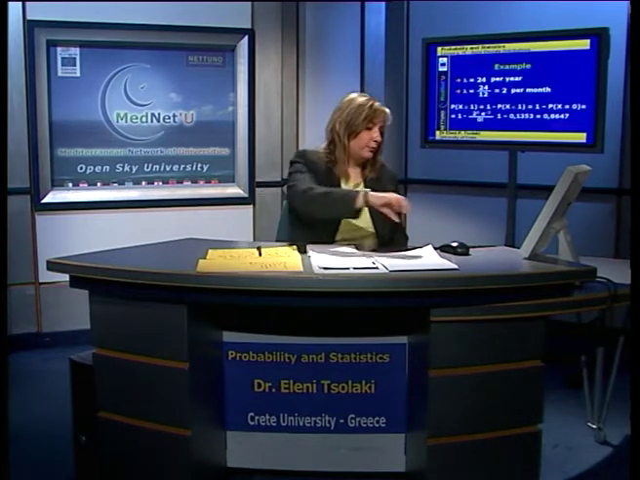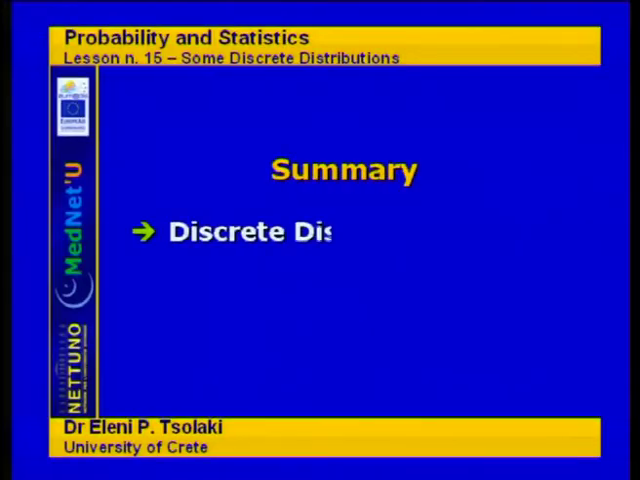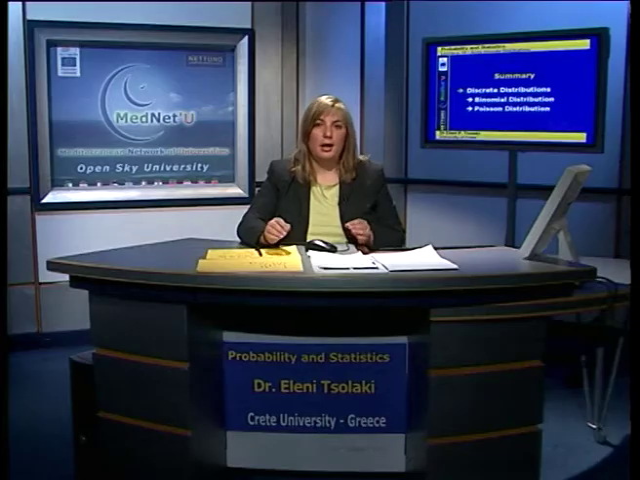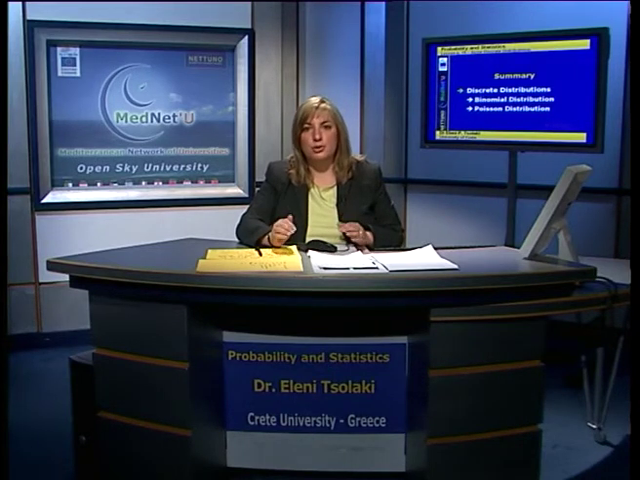So, what we have seen in this lesson, we have seen some particular discrete distributions, the binomial, how it can be used, how it can calculate probabilities, and the Poisson distribution. In our next lesson, we are going to talk about continuous random variables and their distributions.